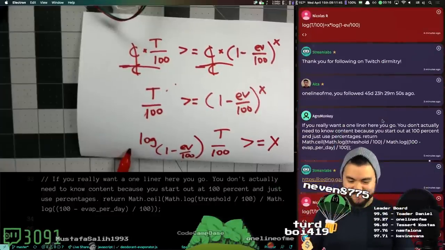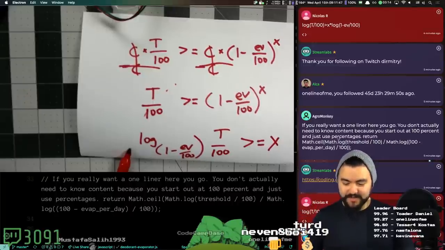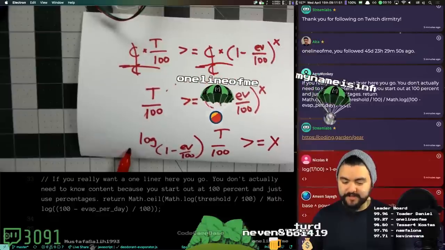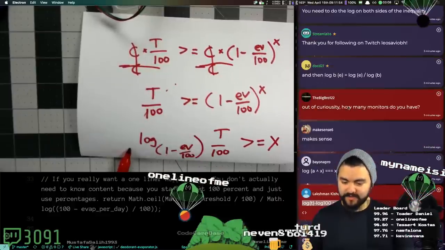Aggro Monkey, there it was. If you really want a one-liner, here you go. You don't actually need to know content because you start out at 100% and you just use percentages. Return that. Okay, thank you, Aggro Monkey.